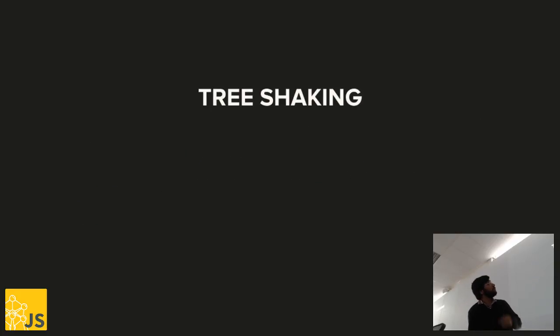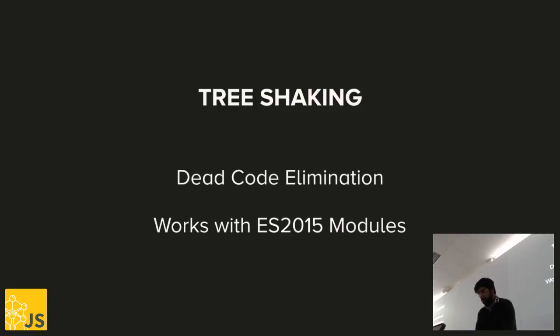Now, tree shaking. This is one of the very prominent features in Webpack. Well, it came out in Rollup. Rollup is also yet another module bundler for JavaScript. Tree shaking involves dead code elimination, and it works with ES2015 modules. And how does it eliminate dead code? We'll see.